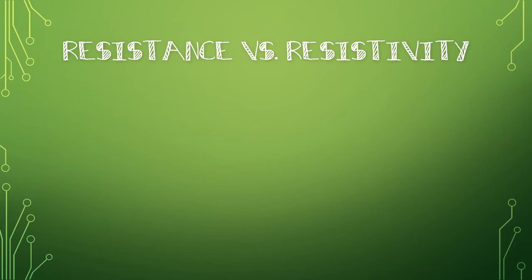Two important terms to the study of circuits are resistance and resistivity. These two terms sound very similar, but they have very different meanings. Resistance is the property of an object, whereas resistivity is the property of a material.